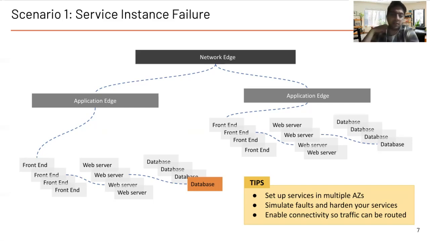So first thing is the application should be deployed in multiple availability zones. So that's like the first premise of making it more resilient. The second is simulate faults and harden your service code base against the ability to handle faults. And things like Service Mesh and Istio have certain capabilities where you can inject and simulate faults and make them more fault tolerant.